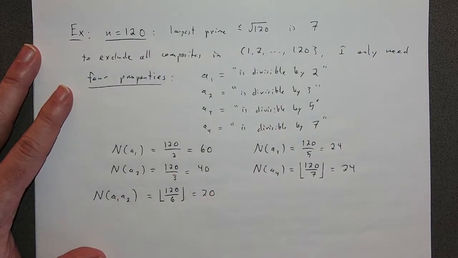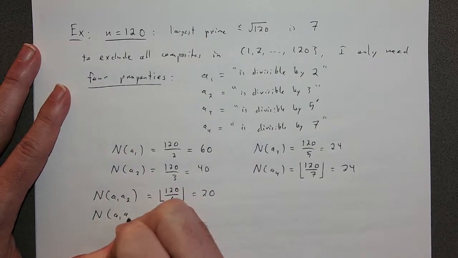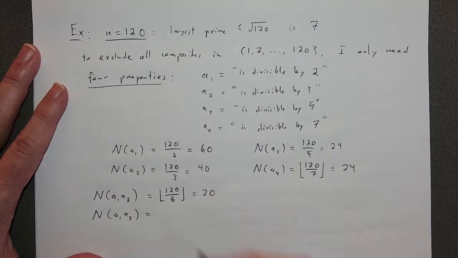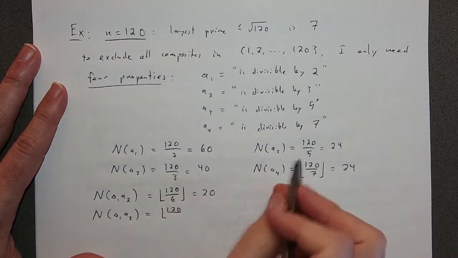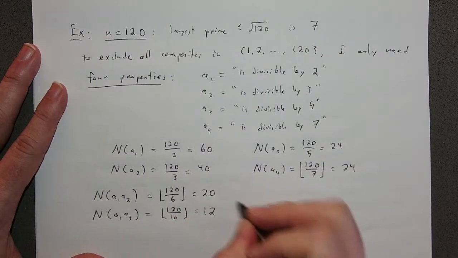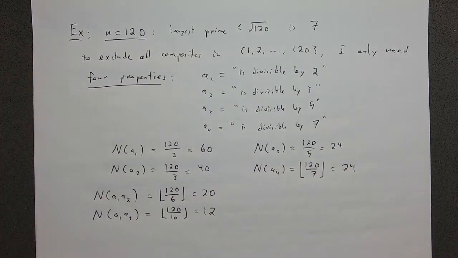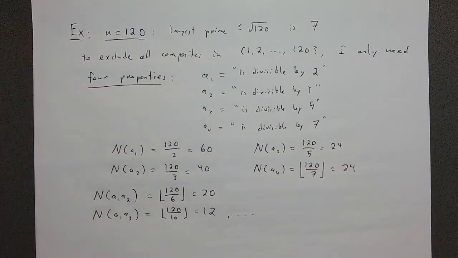What about divisible by 2 and divisible by 5? This would be 120 over 2 times 5, so over 10. Of course, that's 12. Okay. And we can keep doing this until we exhaust all things in this manner.